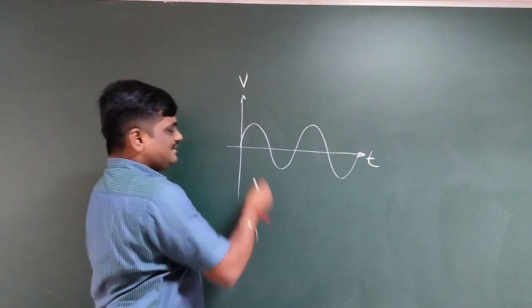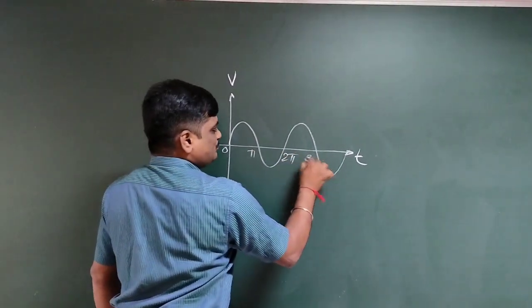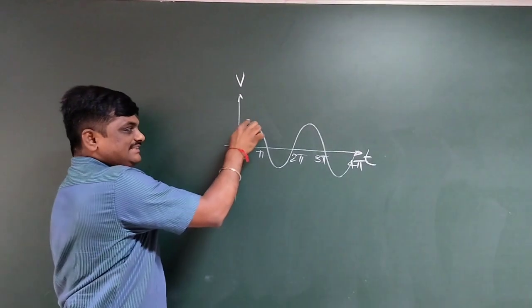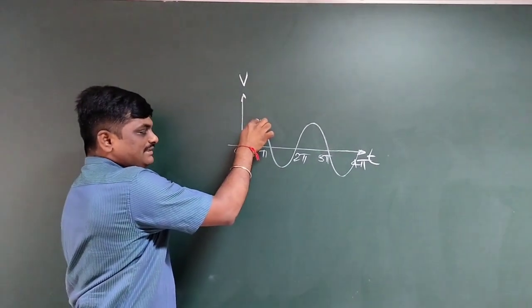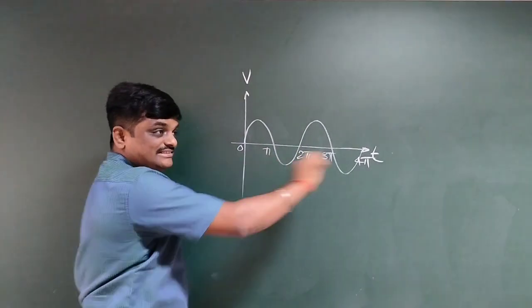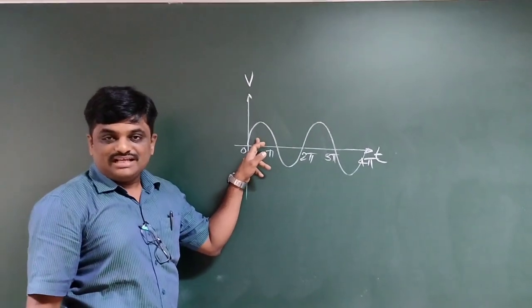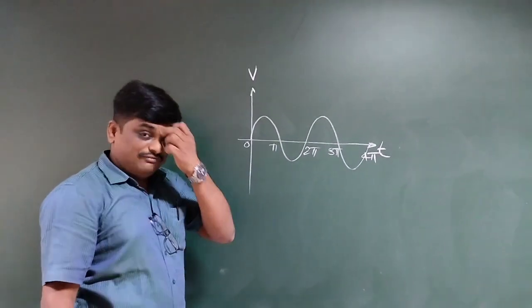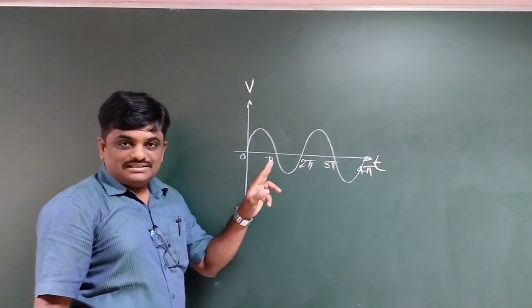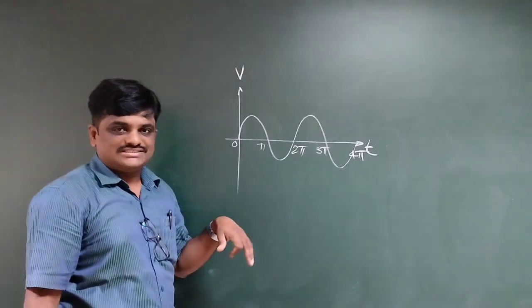In this AC signal, from 0 to pi, pi to 2 pi, 3 pi, up to 4 pi, you can see here, there is continuous change in the amplitude from 0 to positive peak, again 0, then negative peak, then 0. So there is continuous change in amplitude as well as change in direction. In one half cycle, the current flows from one terminal to the second terminal, while in another half cycle, the current flows from the second terminal to the first terminal.